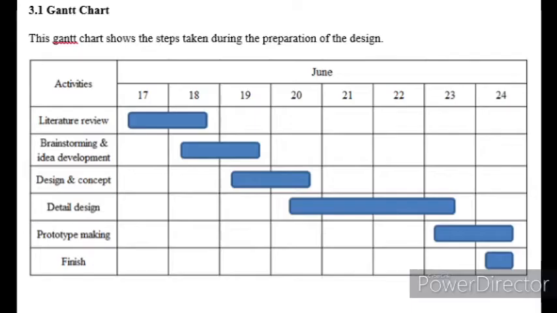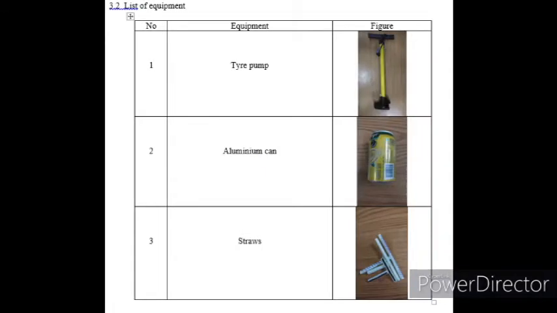I have made a Gantt chart of our progression. From this Gantt chart, we can see that we took about 8 days to finish this project, from 17th June until 24th June. The equipment we use in this atomizer project is a tire pump, aluminum can and straw. And this is our final design.